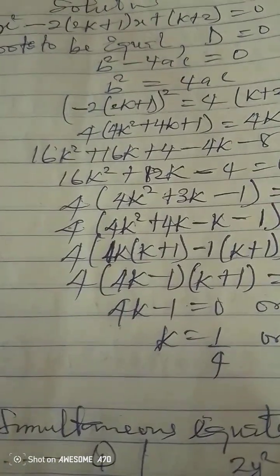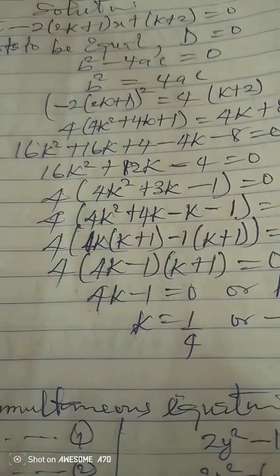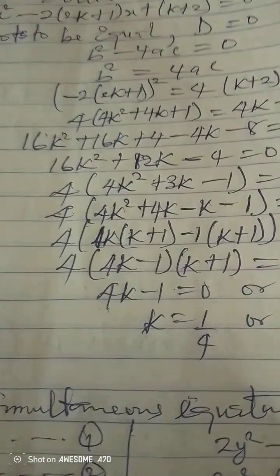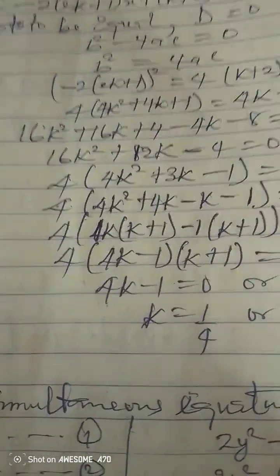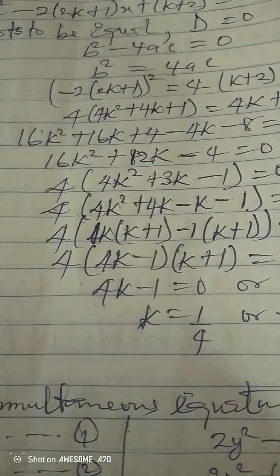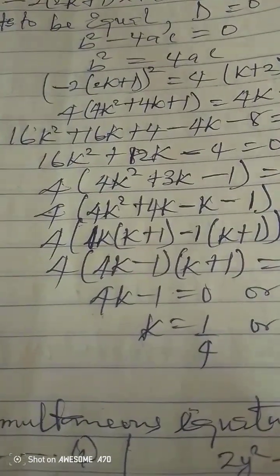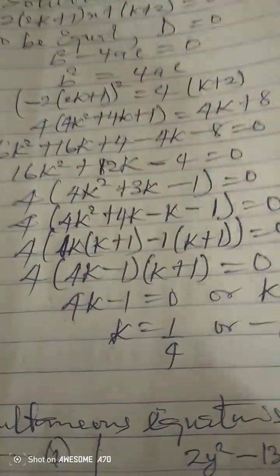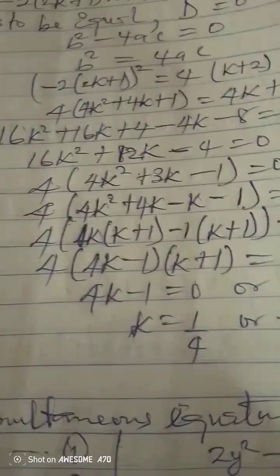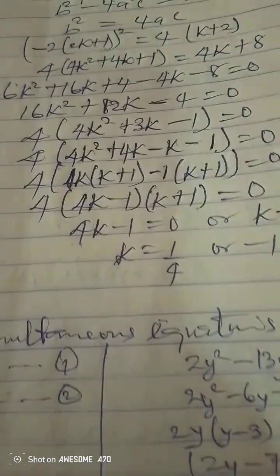So we factorize: 4(4k squared plus 3k minus 1) equals 0. Factorizing the quadratic trinomial, we have 4(4k squared plus 4k minus k minus 1). Picking the HCF of the pairs in the bracket, we have 4k(k plus 1) minus 1(k plus 1). So we have 4(4k minus 1)(k plus 1) equals 0. If 4k minus 1 equals 0 or k plus 1 equals 0, therefore k equals 1 over 4 or minus 1.